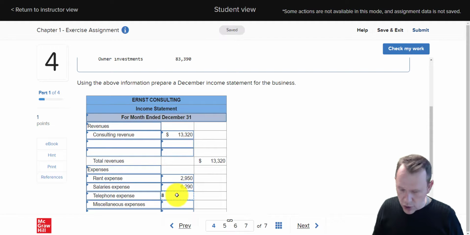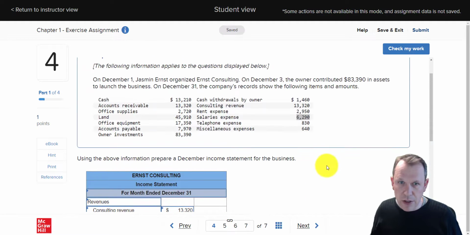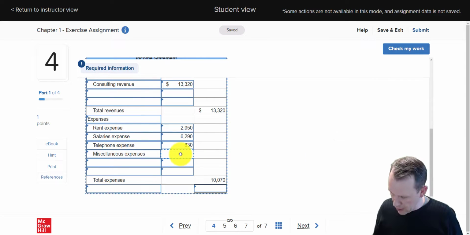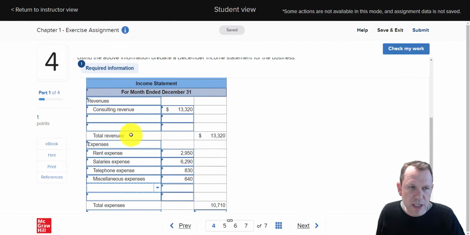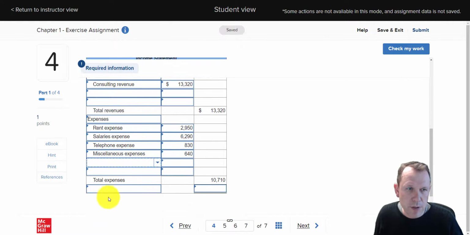Like 830, whoops, as long as you key them in correctly, you're good to go. And then 640 here at the bottom. Okay, so that looks like that. So we've got everything. It actually fills in our descriptors here for total revenues and total expenses.